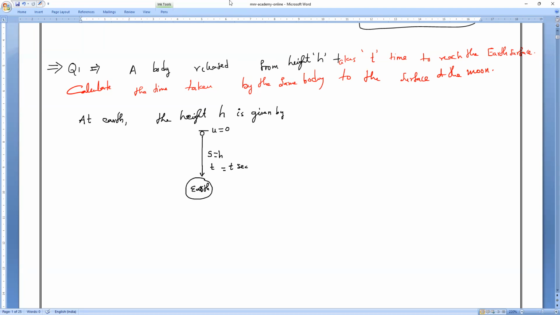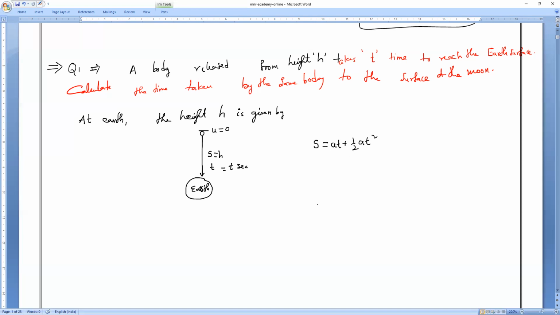By this time something will be there in our mind. I want that equation. Anybody? Yes, please. H is equal to ut plus half at square. Everybody has to try, that is what is expected. So you have to work it out correctly. Understanding, S equals ut plus half at square.